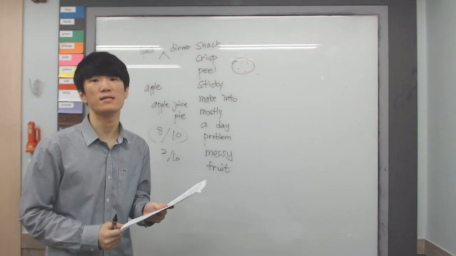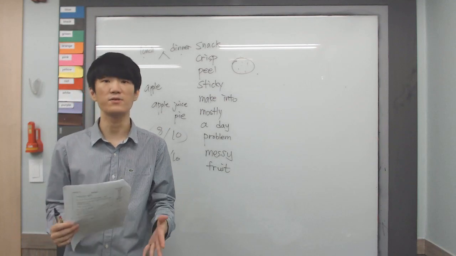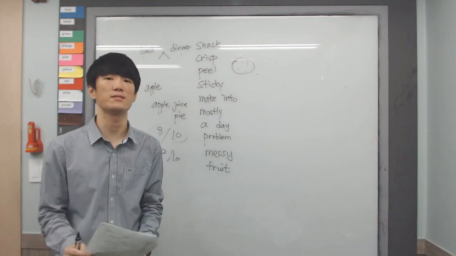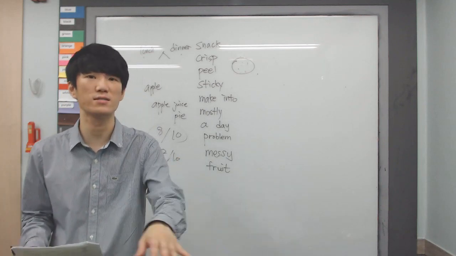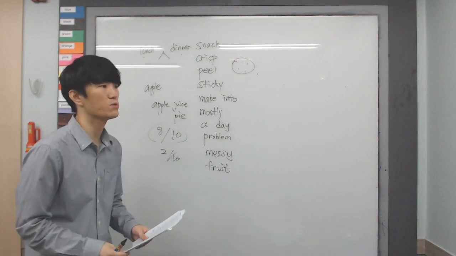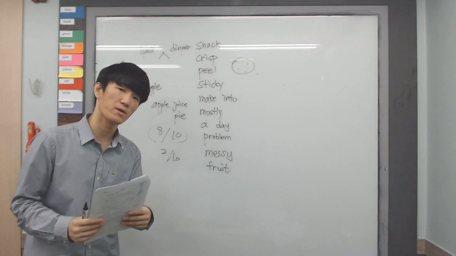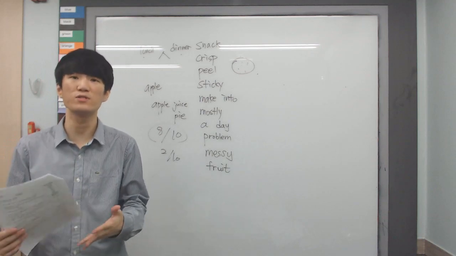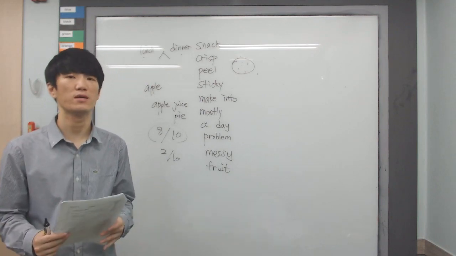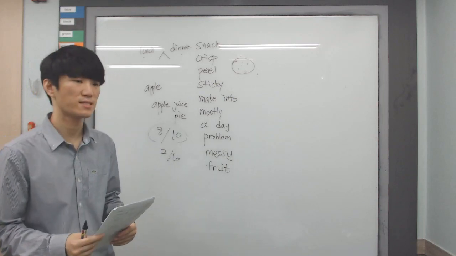And next one is messy. Messy is not clean. Like think about your desk. If you did not clean your desk for a long time, it must be messy. It's not organized. There are so many things on your desk randomly. So that means messy. And last one is fruit. I think most of you guys know what fruit is. So for example, strawberry, watermelon, orange, apple. All kinds of these are called fruit.